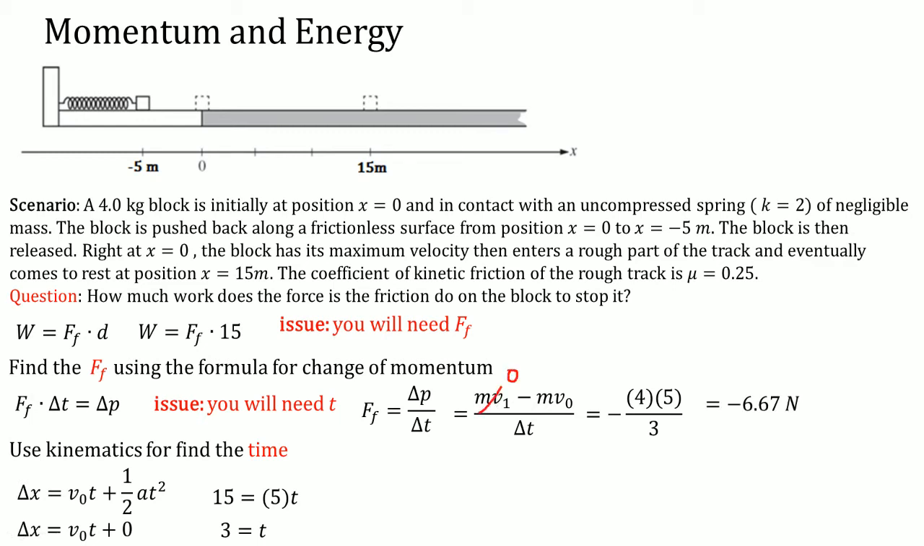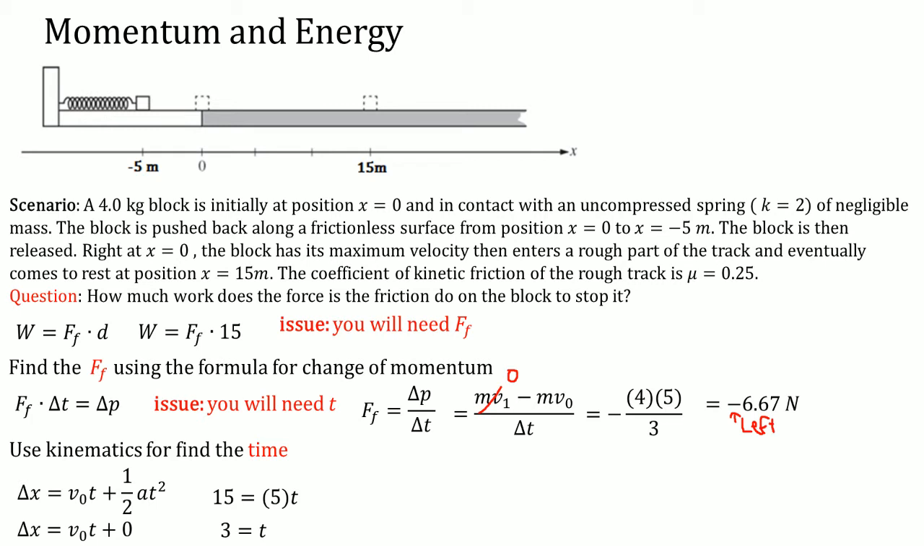This goes to 0. Then you're left with the mass, which is 4, times the initial velocity, which is 5, divided by 3. That gets you negative 6.67 newtons. The negative just indicates that the force was in the opposite direction, so it was towards the left. So the negative just tells you that this is to the left. Okay?